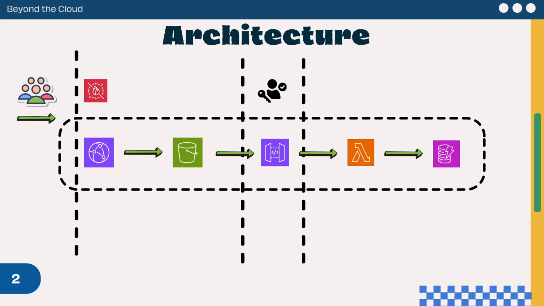So this is the whole architecture. This is what we will work on: from CloudFront to S3, then from S3 to calling an API Gateway, from API Gateway calling a Lambda function, and from the Lambda function we will gather the data from the DynamoDB table and send back the response to the user where it originated from.